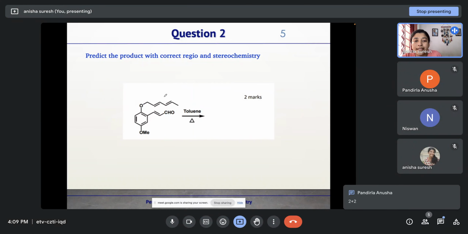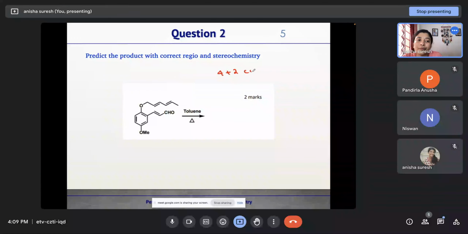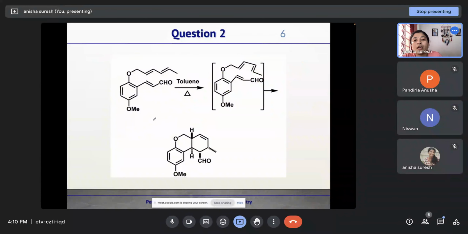So here we can see this is the diene component and this is the dienophile. So it will undergo a 4 plus 2 cycloaddition, or we will call it the Diels-Alder reaction. So this is the diene component and this is the dienophile that will take part in the Diels-Alder reaction. So we will see how the reaction is proceeding.